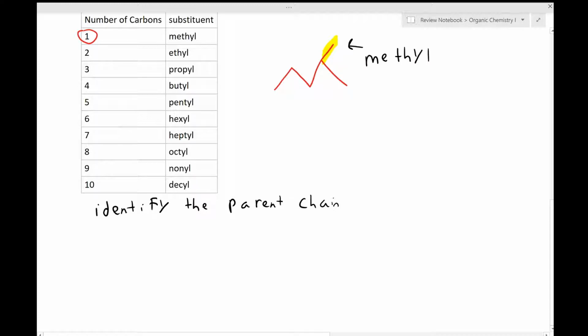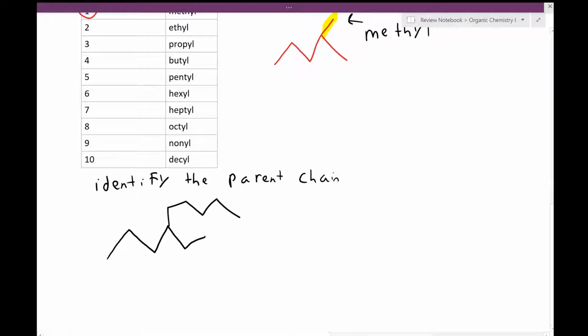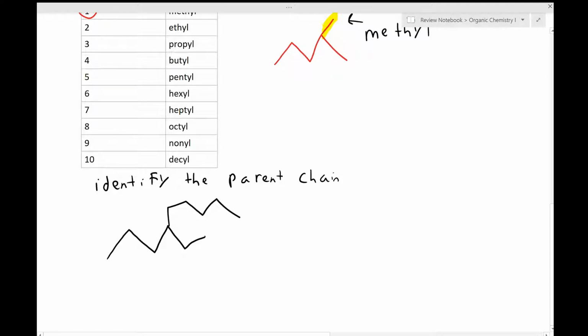Alright, if I gave you something that looks like this, you just need to find the longest chain. Maybe we're starting from the left: 1, 2, 3, 4. If I went down, I'd have 5 and 6. But if I went up, I'd have 5, 6, 7, 8, 9. So there's our parent chain. I'll keep using different colors, hopefully it doesn't bother anyone. That parent would be non, so the parent would be nonane.